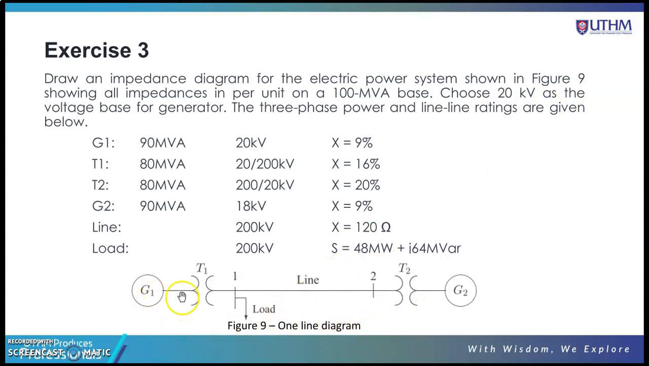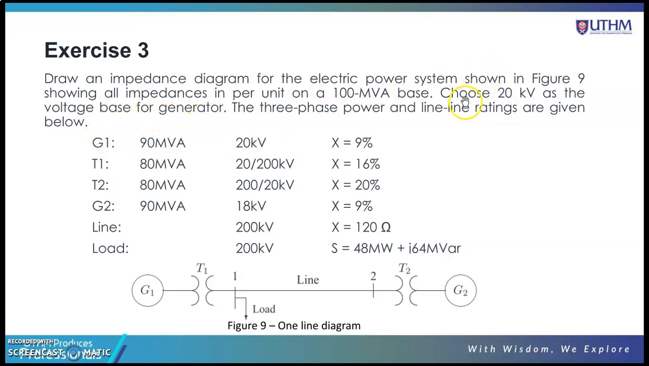We have generator G1, generator G2, transformer 1, and a transmission line from bus 1 to bus 2. And then this is transformer 2. Show all impedances in per unit on a 100 MVA base. Choose 20 kilovolt as the voltage base for the generator.